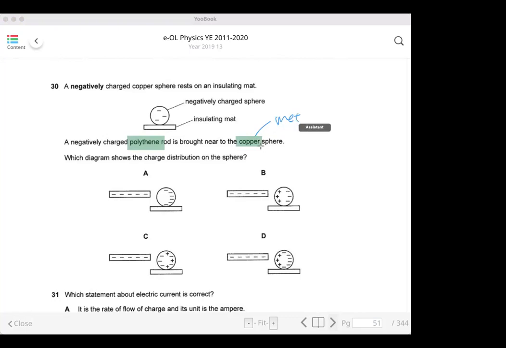Okay, so this is metal and this is non-metal. So what happens when you put a non-metal charged rod near a charged metal rod?